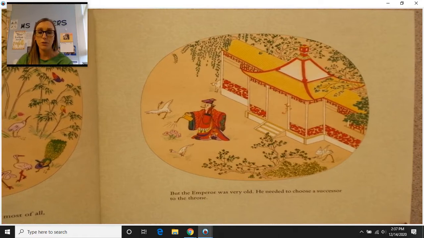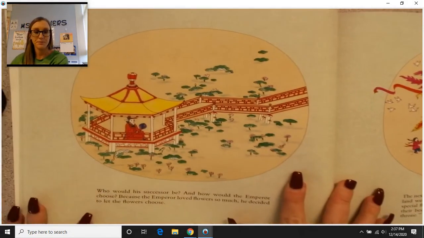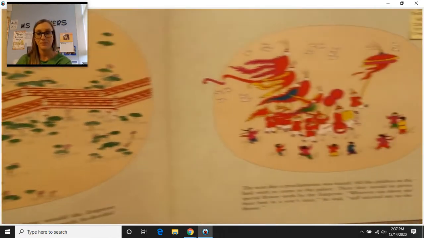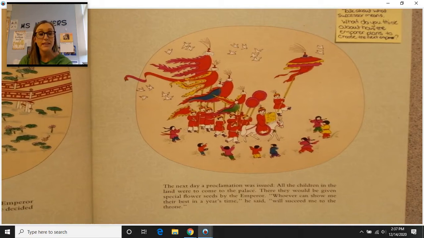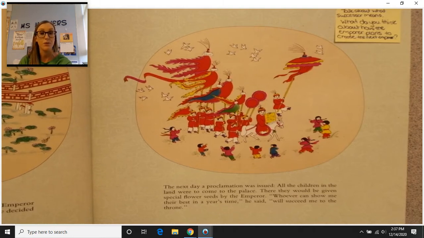But the emperor was very old. He needed to choose a successor to the throne. Who would his successor be? And how would the emperor choose? Because the emperor loved flowers so much, he decided to let the flowers choose. The next day, a proclamation was issued. All the children in the land were to come to the palace. There they would be given special flower seeds by the emperor. Whoever can show me their best in a year's time, he said, will succeed me to the throne.